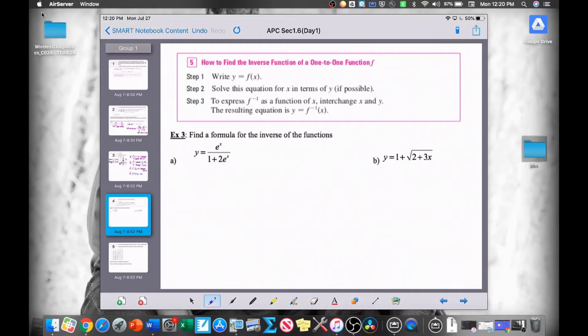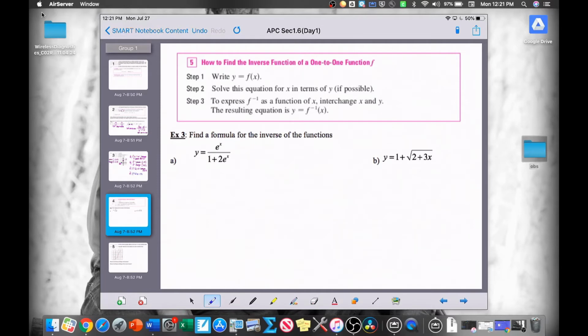Moving on to our next two examples, we are asked to find formulas for the inverse of the functions. Right above it, we have a nice little table that explains the algebraic method for finding the inverse function of a one-to-one function f. Step 1 is we write our function as y equals f of x. Step 2, we solve our equation for x in terms of y, if we can. And then step 3, we express f inverse as a function of x by interchanging x and y. The resulting equation will be y equals f inverse of x.